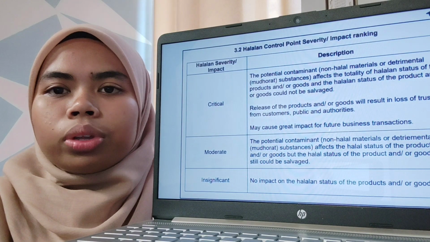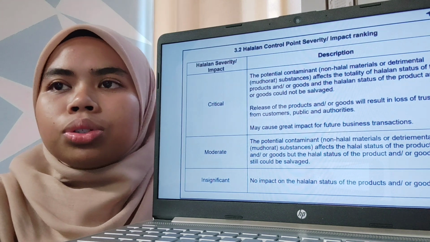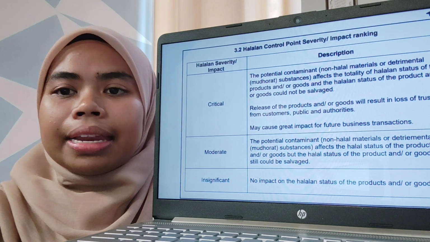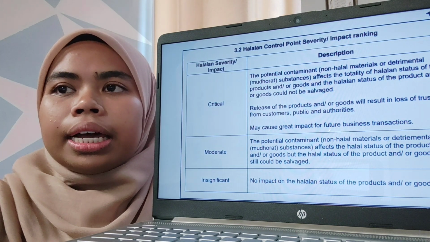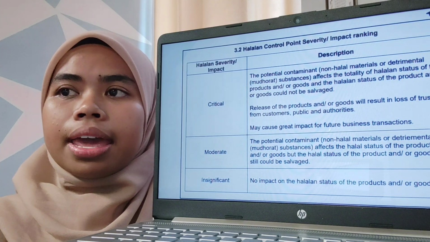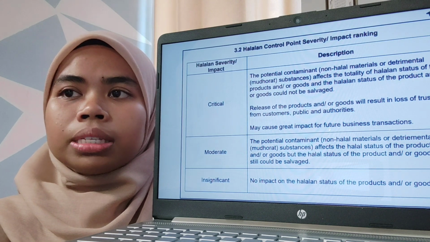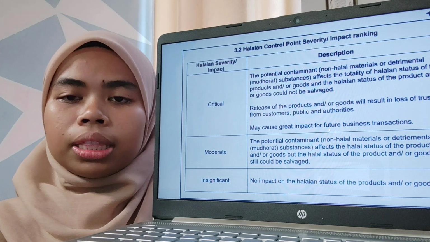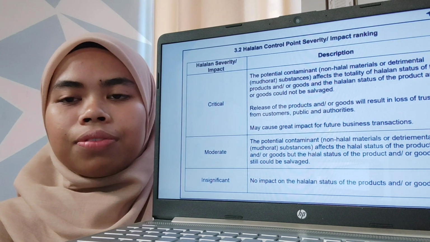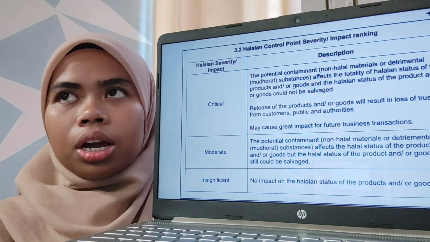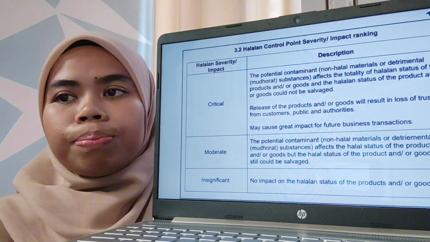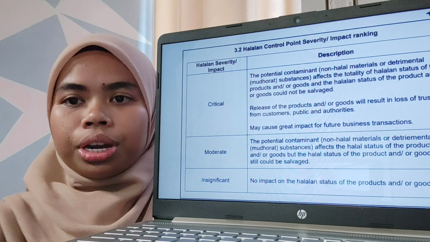So we move to 3.2, halal control point secondary impact ranking. We also have 3: critical, moderate, and insignificant. For the critical, the potential non-halal contamination can affect the halalan status, and the product could not be salvaged or made safe. For the moderate, it can also affect the halalan status, but it can be salvaged or revoked or made safe. And lastly, insignificant. There is no impact to the halalan status of the product or goods.